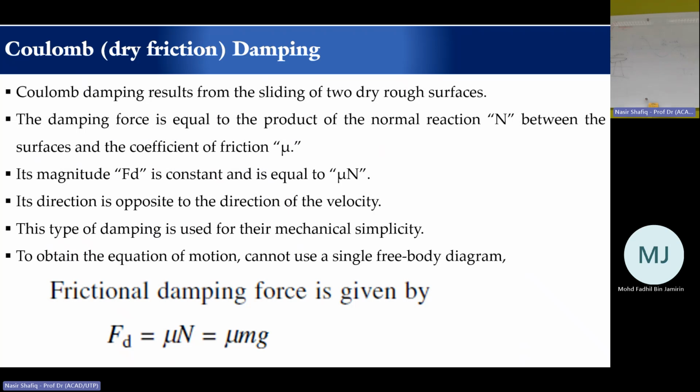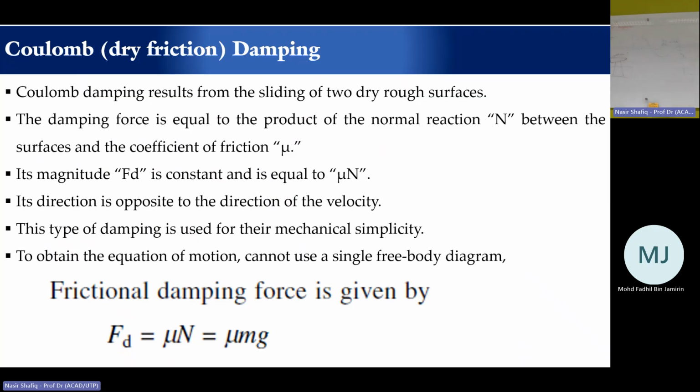Because internal friction will also cause this, right? As we know, the friction is opposite to the exciting force. Right? So friction force will also take part in controlling the motion. So this type of damping is used for its mechanical simplicity. To obtain the equation of motion we cannot use a single free body diagram. So friction force is given by mu N.